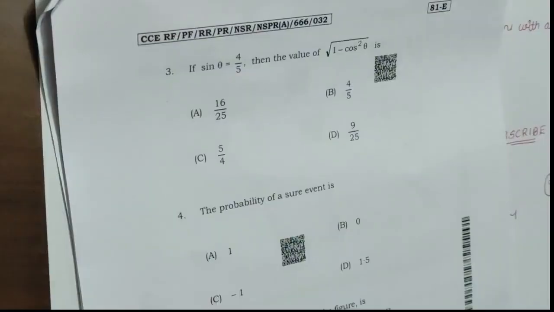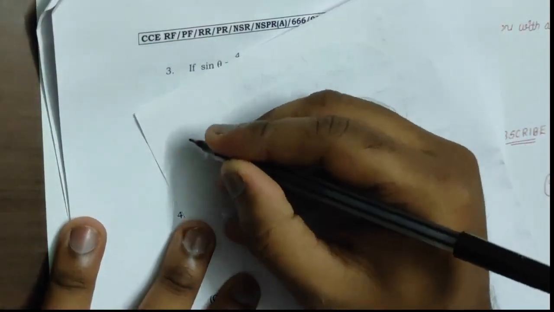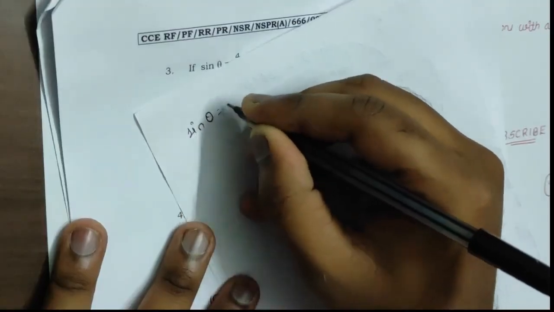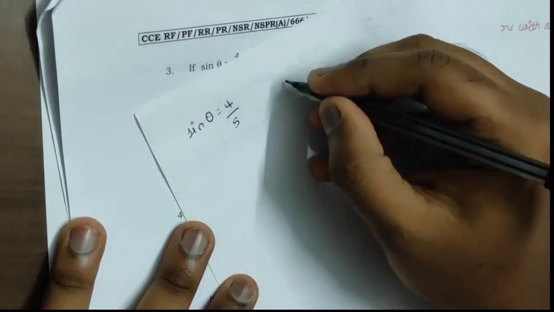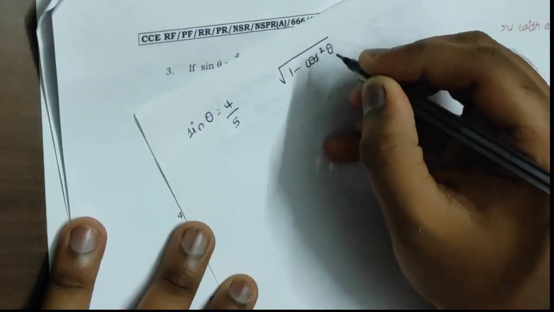Now let us focus on the third question. If sin theta equal to 4 by 5, then the value of root of 1 minus cos square theta is. Here in this question, the value of sin theta is given: sin theta is equal to 4 by 5. We have to find root of 1 minus cos square theta.